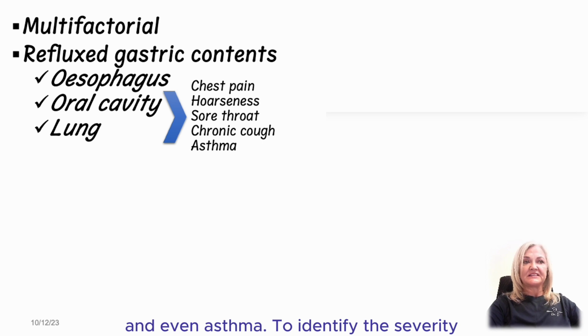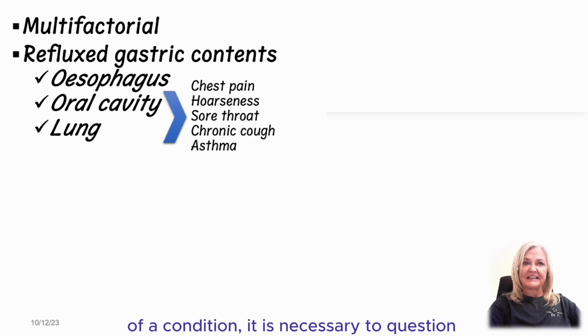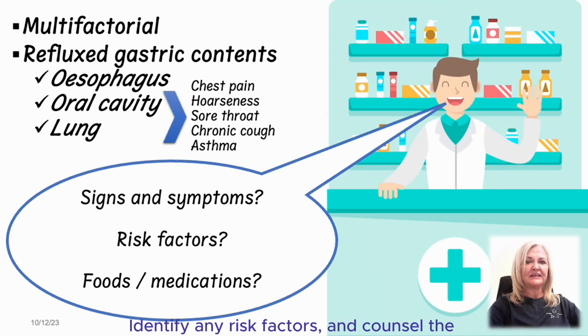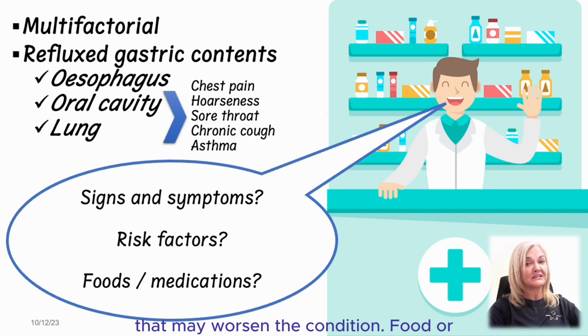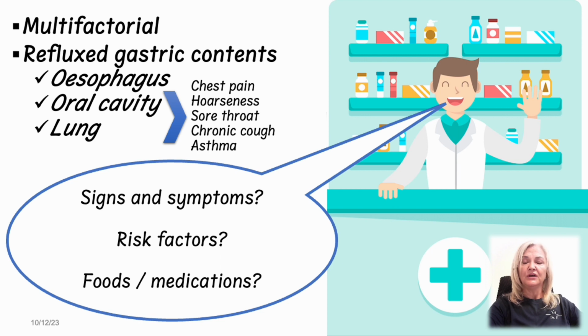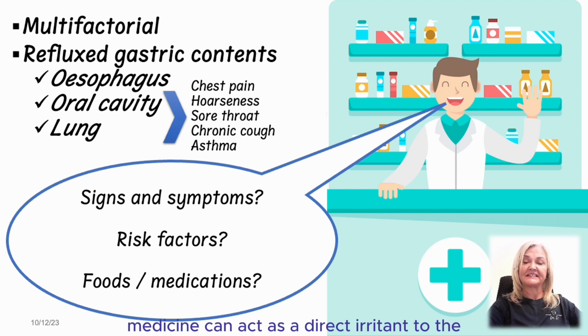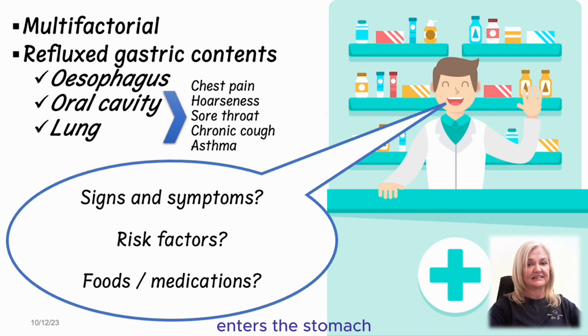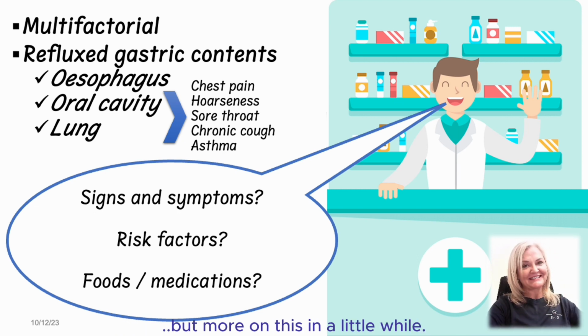To identify the severity of a condition, it is necessary to question the patient regarding the signs and symptoms, identify any risk factors, and counsel the patient regarding any food or medication that may worsen the condition. Food or medicine can act as a direct irritant to the gastrointestinal mucosa, or it can decrease the tone of the sphincter where the esophagus enters the stomach. But more on this in a little while.